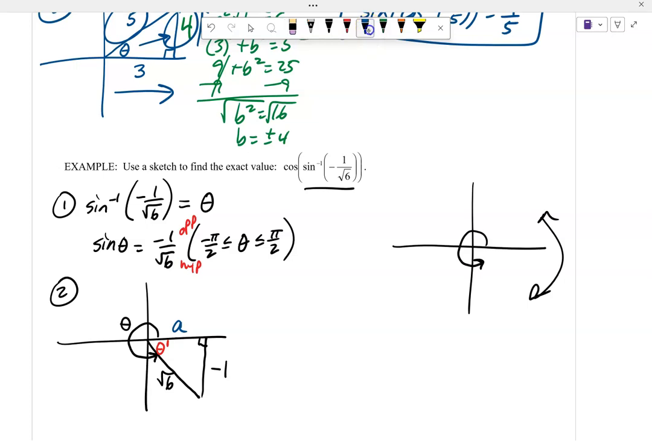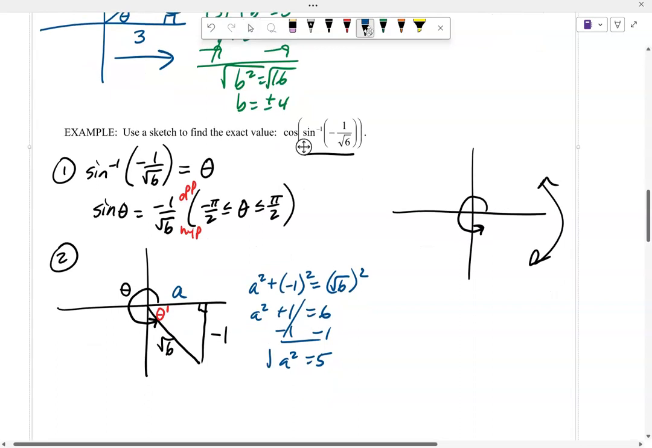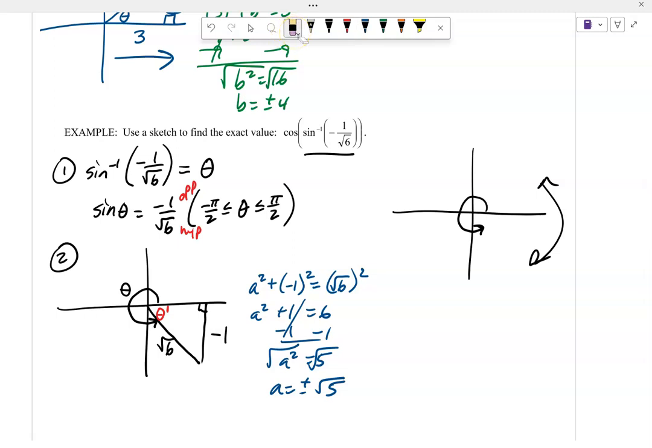All right, let's solve for the side length. We've got a squared plus b squared equals c squared. So I've got a squared plus 1 equals 6. I subtract 1. A squared equals 5. Square root: a equals plus or minus root 5. So over here, this is a positive x and a negative y, so positive root 5 there.